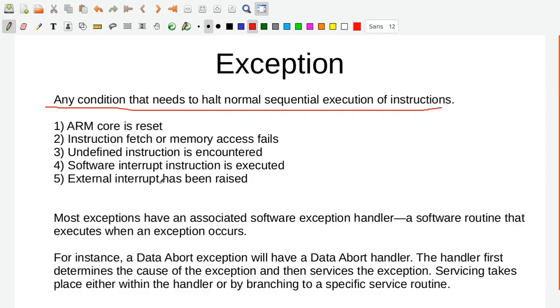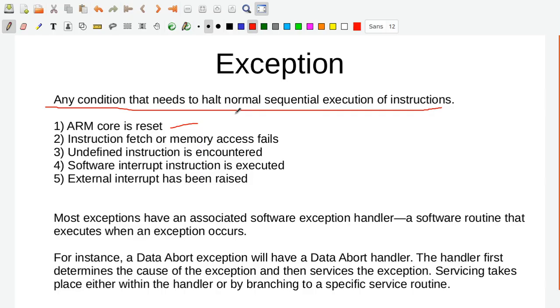What are those conditions? For example, if the ARM core is reset, if you press the reset button and the ARM core is reset, that is a condition which halts the normal execution of the instructions. You have written a program, the processor is doing some work, and at that time the exception is raised.